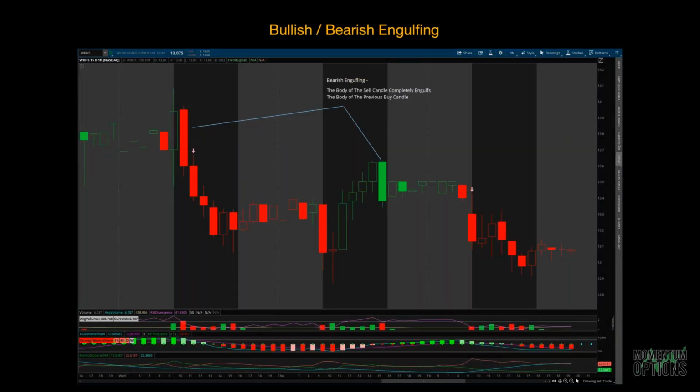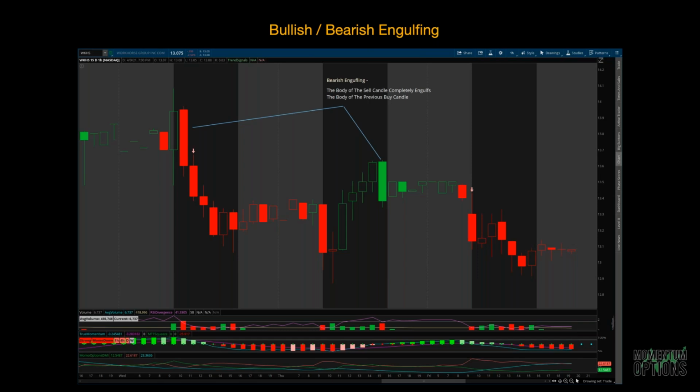And it works the same way going down. We look for bearish engulfing, where the body of the sell candle completely engulfs the body of that previous buy candle. And here again, you can see once that happens, the trend is clearly down afterwards. That first one completely eats that buy candle, and then the rest of the day is down. At the end of the day, on the second bearish engulfing, you can see that sell candle completely eats that buy candle, and price goes down the next day.